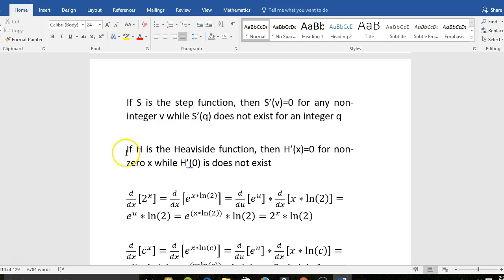Okay, now if h is the Heaviside function, then h prime of x equals 0 as long as x does not equal 0. Now h prime of 0 does not exist. Let me get rid of that bad grammar. The word is h prime of 0 simply does not exist, because remember you're discontinuous there. The Heaviside function, h of a positive number equals 1, h of a negative number equals 0. And h of 0, some textbooks either leave it undefined, others define it to be 1/2.